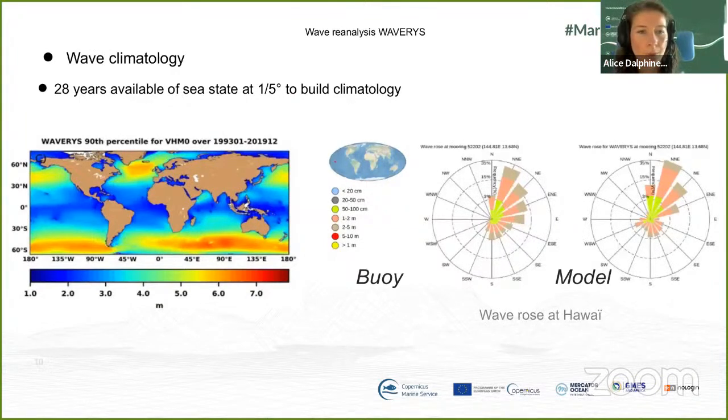I show you very classical statistics. You can compute statistics like mean or percentiles. You have here an example of the 99th percentile for significant wave height at a resolution of 20 kilometers, and you can also construct wave roses. Here it's an example at Hawaii Island, and it was possible to compare to an in situ observation. So we see that we have very similar wave roses between the buoy and the model.